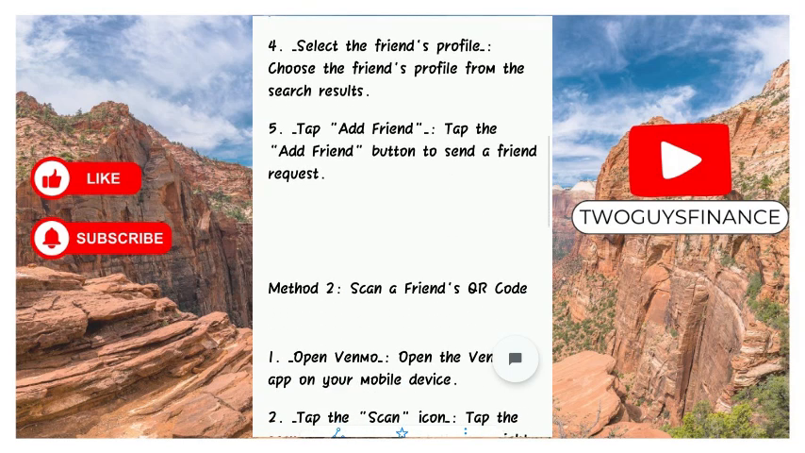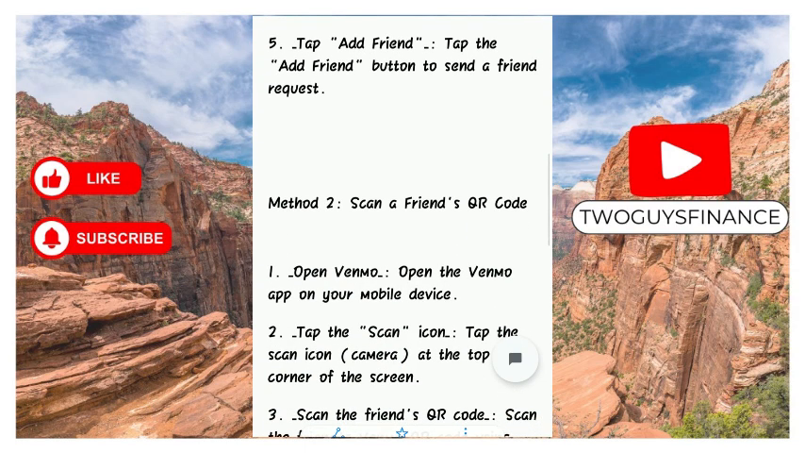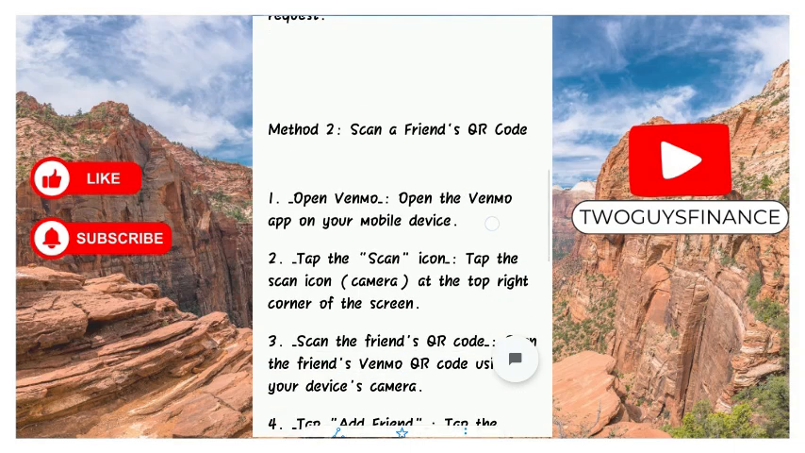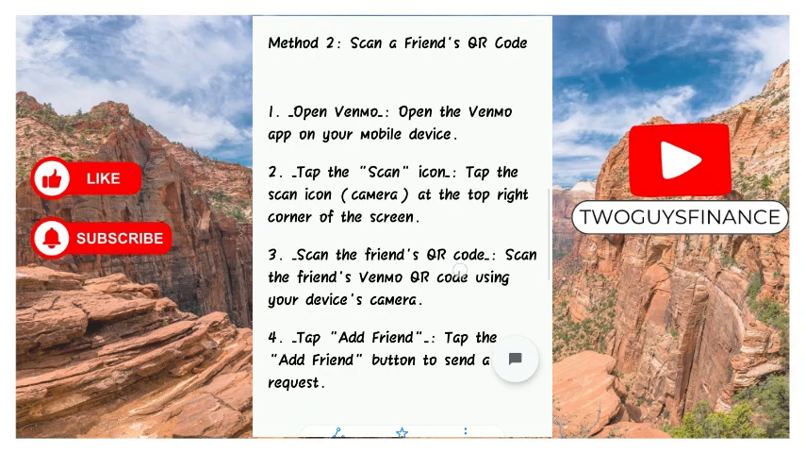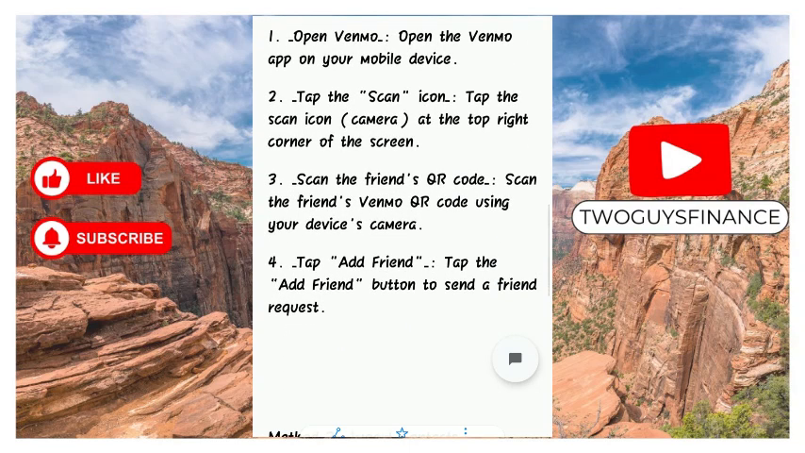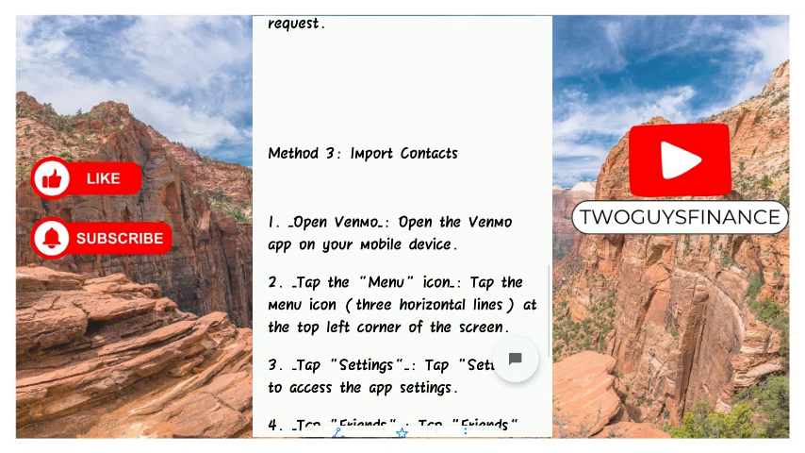The second method is by scanning a friend's QR code. So how you want to do that is to first open the Venmo app on your mobile device, and then tap the scan icon, the camera icon at the top right corner of the screen, and then just scan the friend's Venmo QR code using your device camera, and then just tap the add friend button to send a friend request.